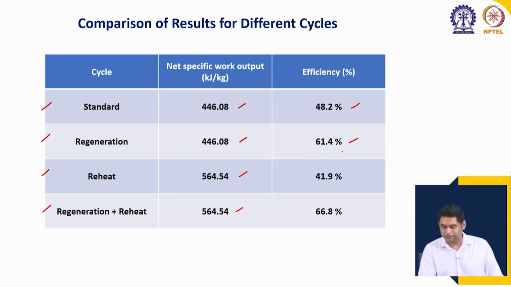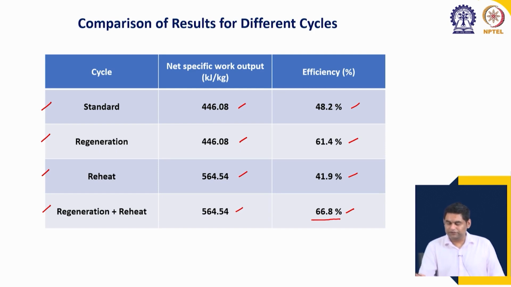regeneration to the standard cycle. However, adding reheat to the standard cycle decreases the efficiency quite considerably and we go to a relatively lower efficiency of 41.9%. But adding reheat to regeneration behaves in an opposite manner. In this case adding reheat to the regeneration cycle increases the efficiency and we reach a very high efficiency of 66.8% based on the realistic values that we have taken for our design calculations.